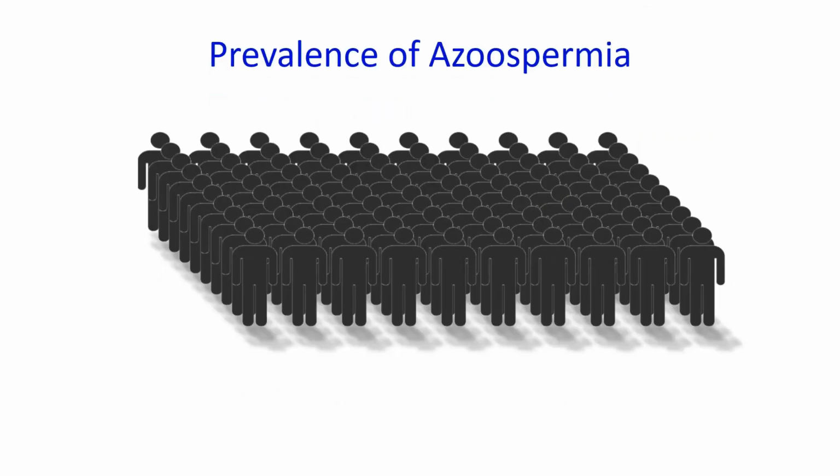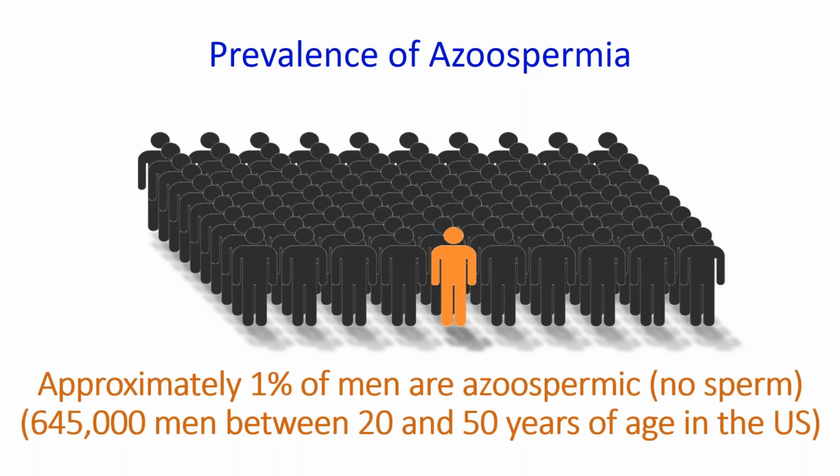However, as I indicated before, a full 1% of men in the global population and also in the US population are azoospermic, and we're only able to recover sperm in about 50% of those cases using the technique of microsurgical testicular sperm extraction. So that leaves another 50% of patients who cannot be treated for their infertility if they have a diagnosis of azoospermia.